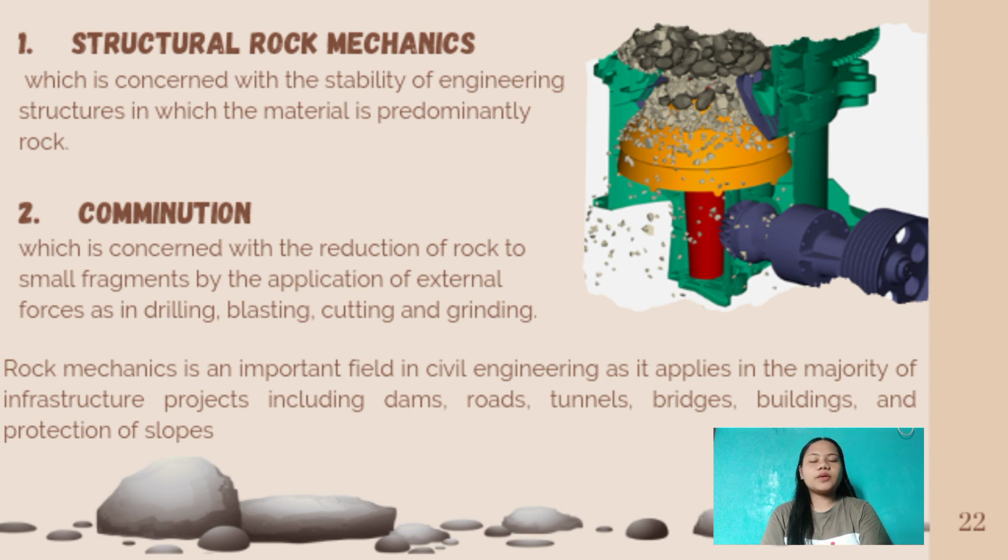The second branch of rock mechanics is comminution. It is concerned with the reduction of rock into small fragments or particles by the application of external forces like grinding, blasting, and cutting. Comminution is also a breaking down process of any materials into small particles. As you can see po sa picture, ito po yung example ng mga machines na nagbe-break lang ng mga rocks or any materials into small particles. And as you can see, rocks po yung ginigrind or kinakatas into small particles.